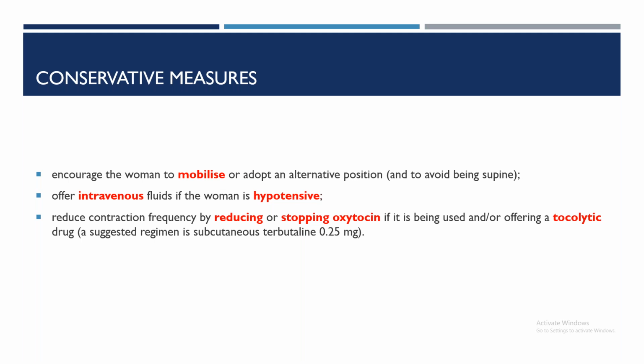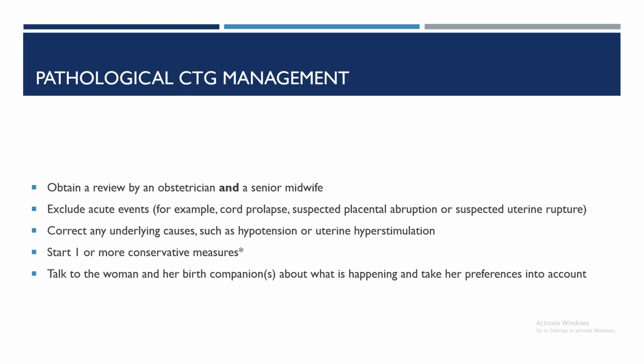If the woman is hypotensive, you can give intravenous fluids. Okay. If the hypotension is there, you can give IV fluids. If there is hyperstimulation, you can reduce the contraction frequency either by reducing or stopping oxytocin or giving the tocolytic. Okay. So these are the conservative measures. Here, an important point to remember is oxygen doesn't come in the conservative measures unless the woman is in hypoxia. Okay. If the maternal saturation is low, then you can start oxygen. Otherwise, there is no role of oxygen in the conservative measures.